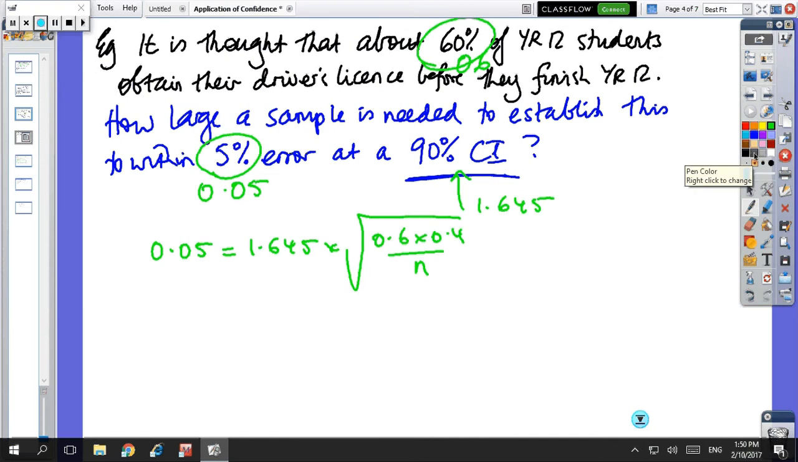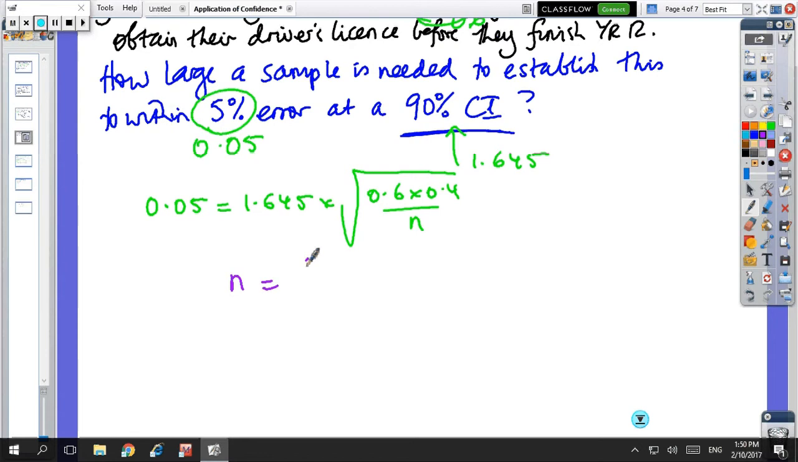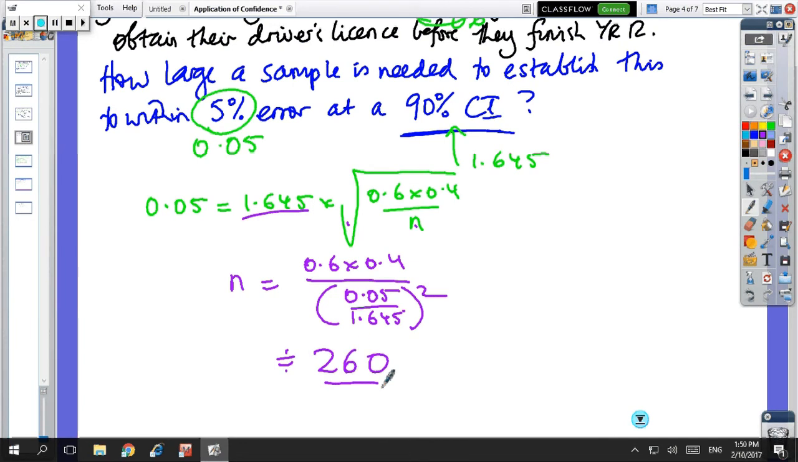And so taking a shortcut, n will be 0.6 times 0.4 divided by (0.05 over 1.645) squared. So just remember that you divide by that, you square, and then you swap positions. And so when you put that on your calculator, you get about 260 people that you need to survey to get that envelope. So that's not too bad, that's doable. Copy that and come across.